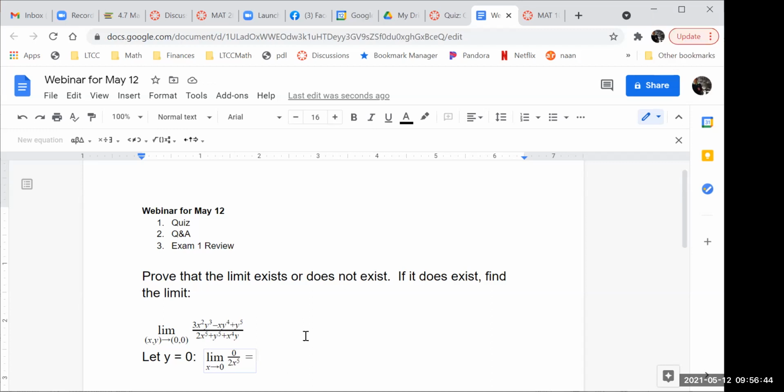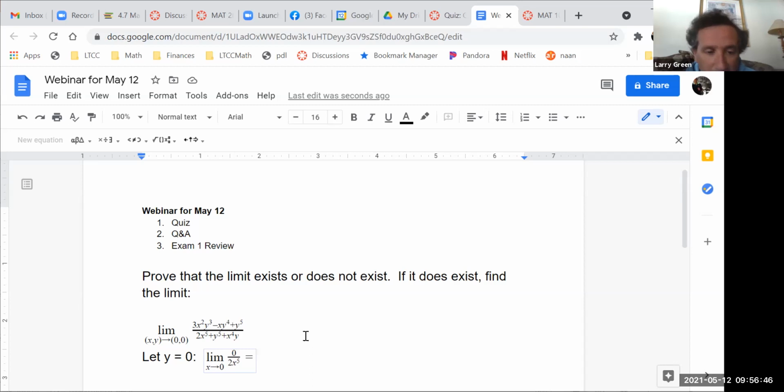Undefined. Oh, no, it's defined. Remember, the limit as x goes to 0 means that x is not 0, but close to 0. So if x is close to 0, but not 0, what is 0 over 2x to the 5th? Yeah, it's 0. It's very defined. Does that make sense? Remember, limits are not at the point, they're near the point.